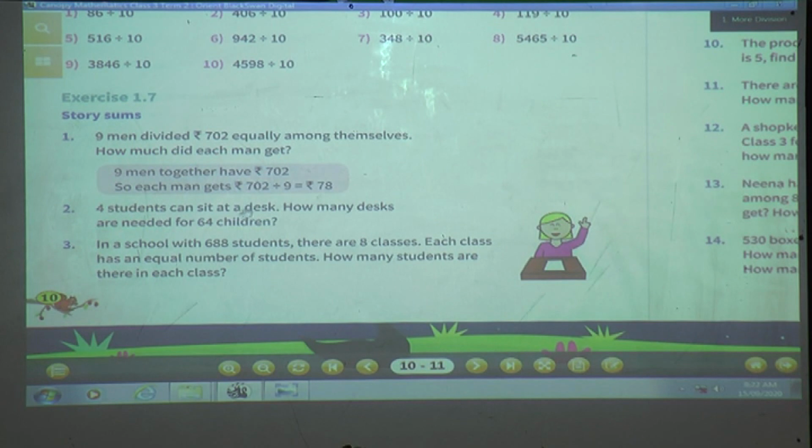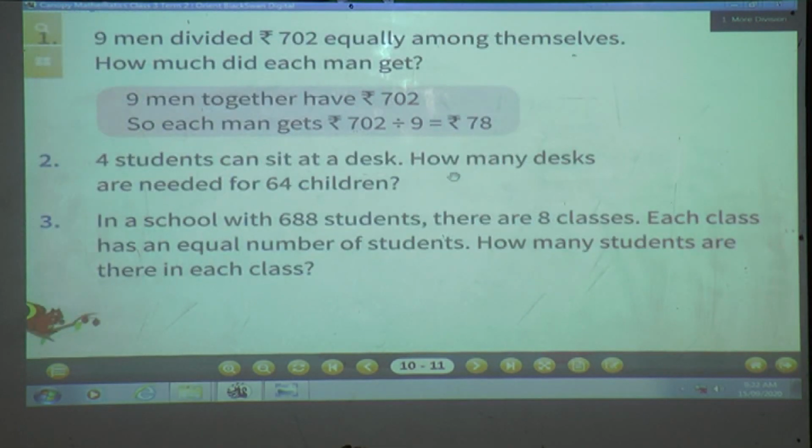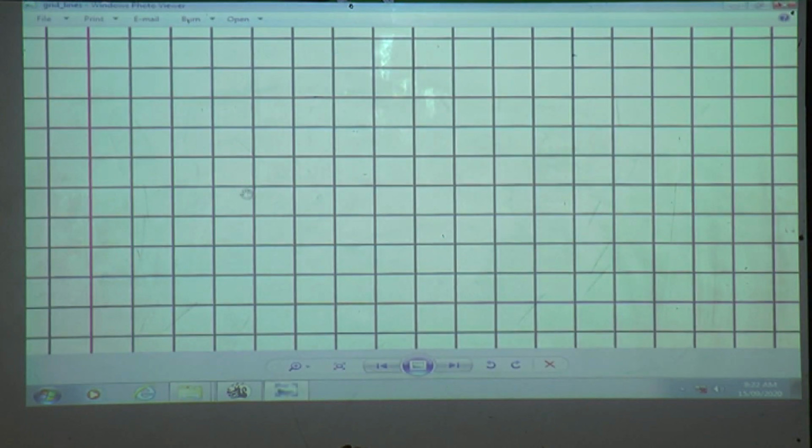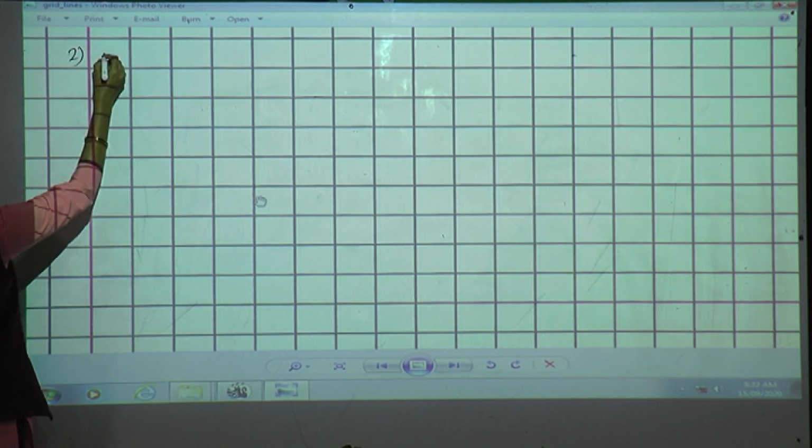4 students can sit at a desk. How many desks are needed for 64 children? See what is given to us here. The question is, 4 students can sit at a desk. How many desks are needed for 64 children? Now here we will solve the example. First of all, tell me, 4 students can sit at a desk. How many students can sit at a desk? Yes, at one desk. Here we will write first the given.